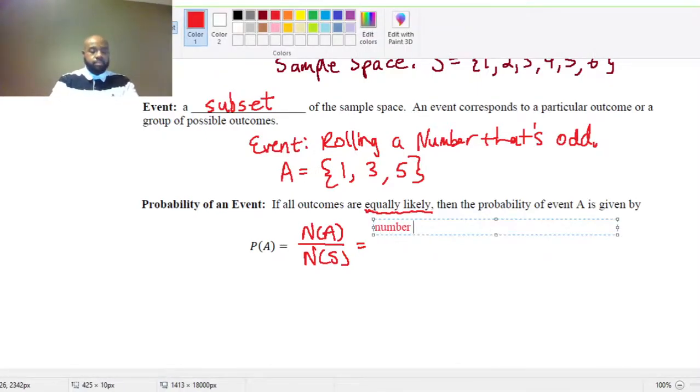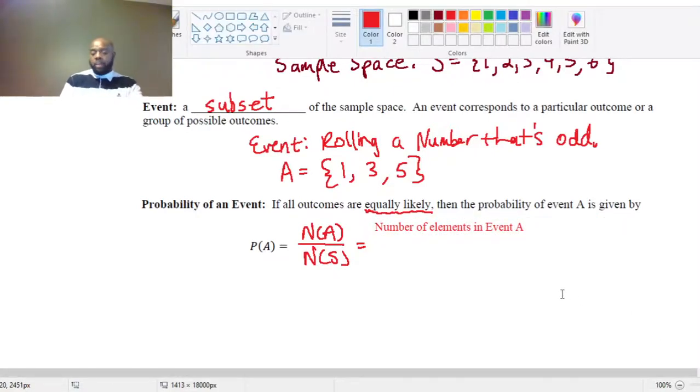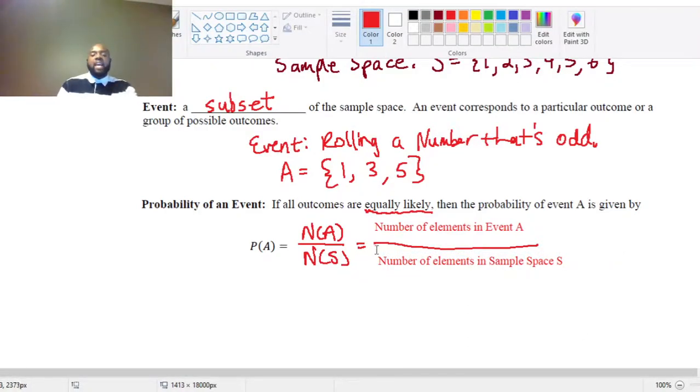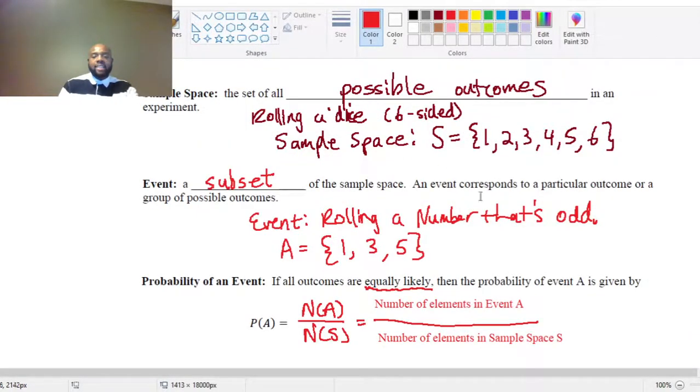And what that equals is the number of elements in event A. And what we're going to do with that number of elements in event A is divide it by the number of elements in the sample space S. So we divide the number of elements in event A by the number of elements in our sample space.